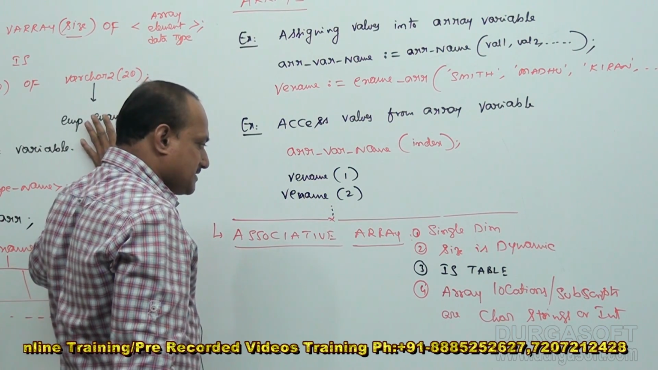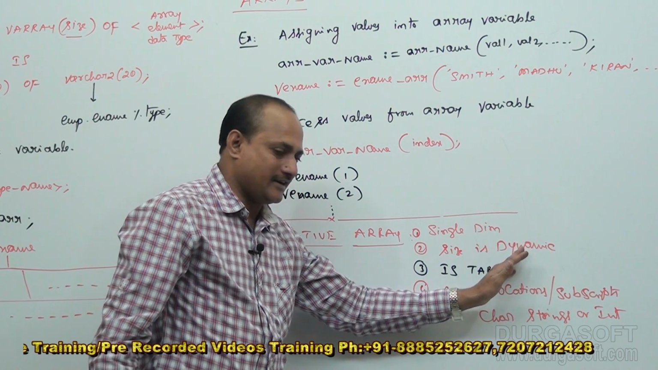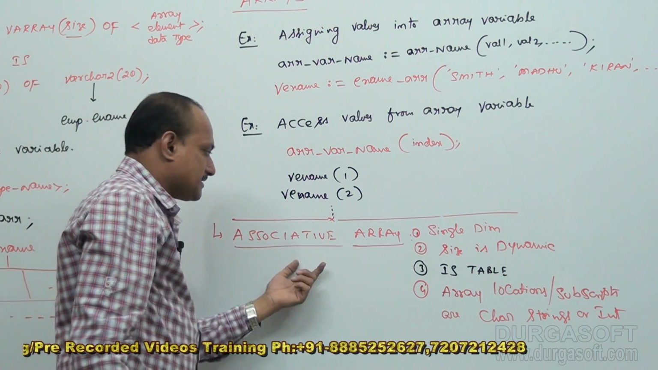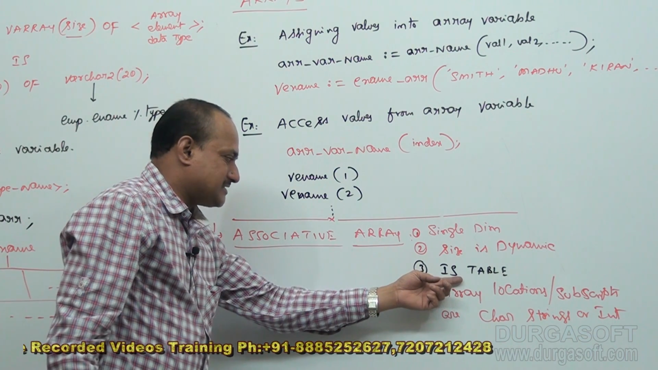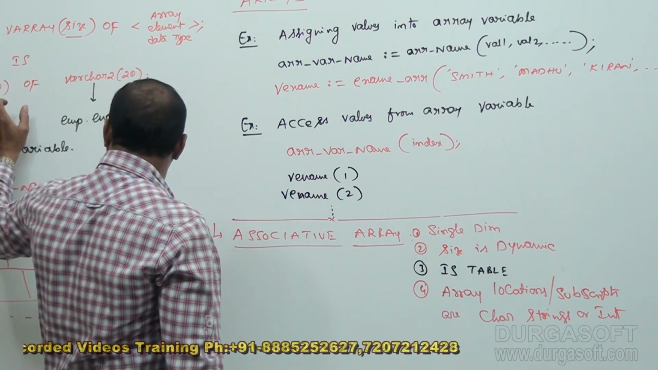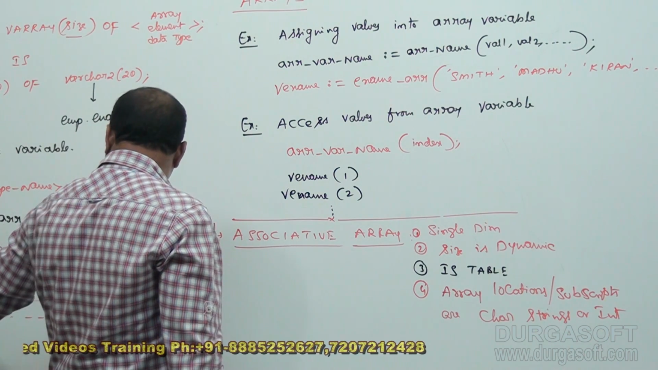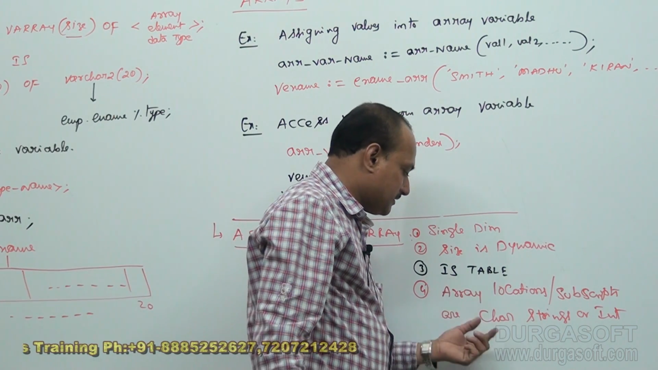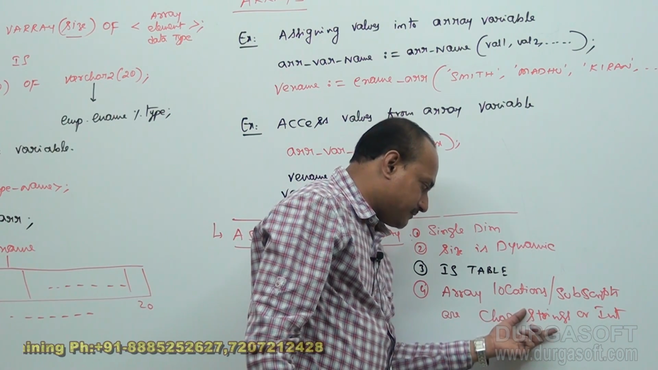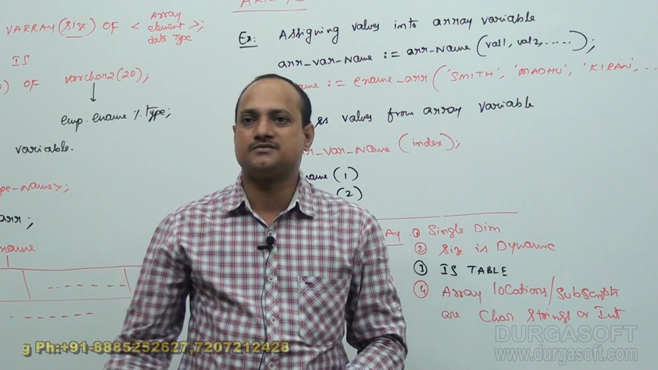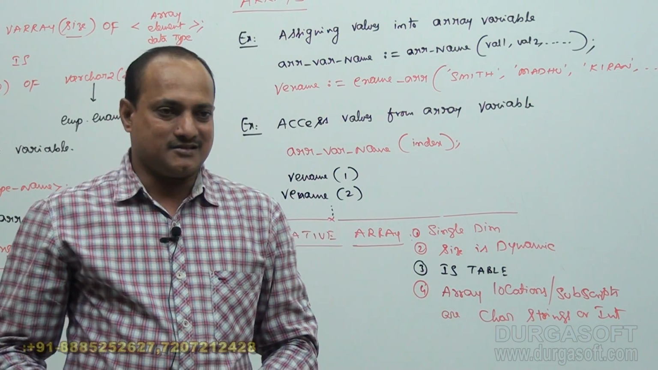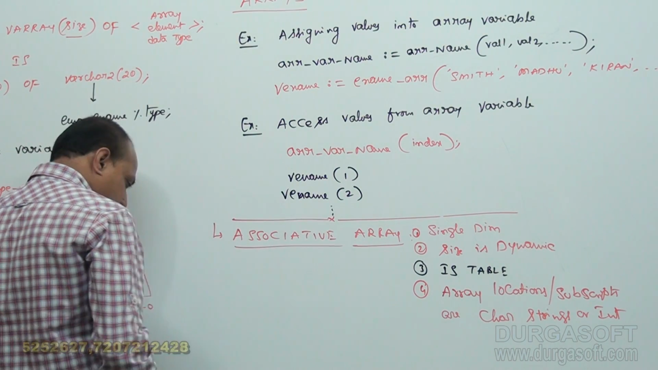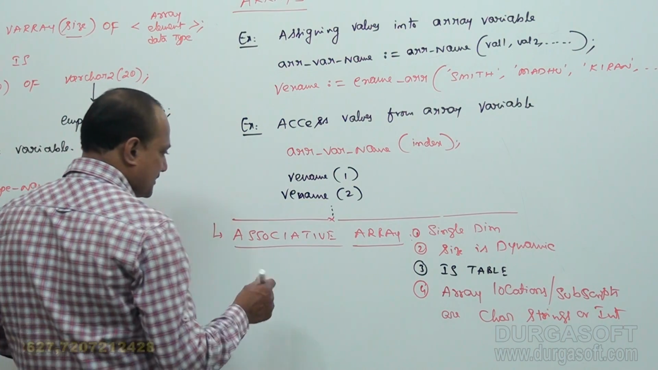But in VARRAY, size is fixed. Associative array, size is dynamic. In case of VARRAY, we are using IS VARRAY. But in case of associative array, we are using IS TABLE. And in case of VARRAY, the locations are identified with integers. But in case of associative array, you can identify the locations with character values as well as integers.